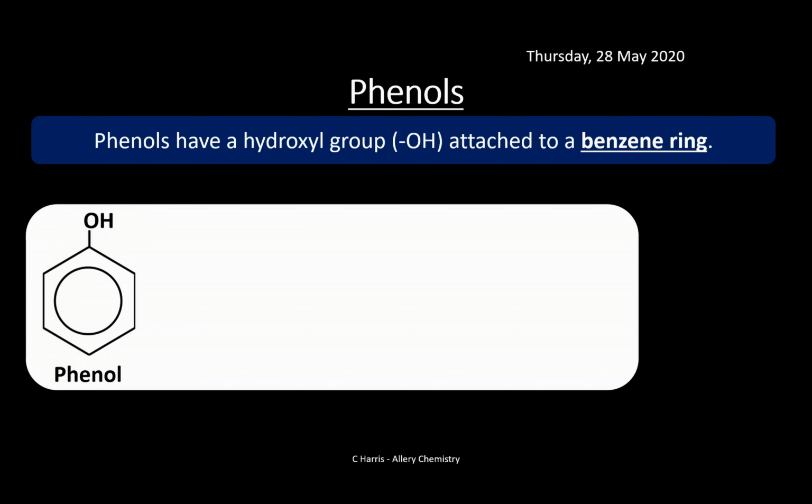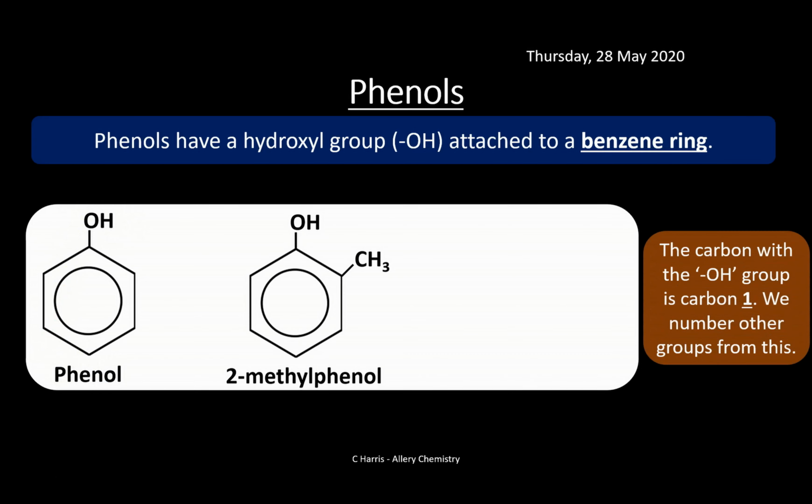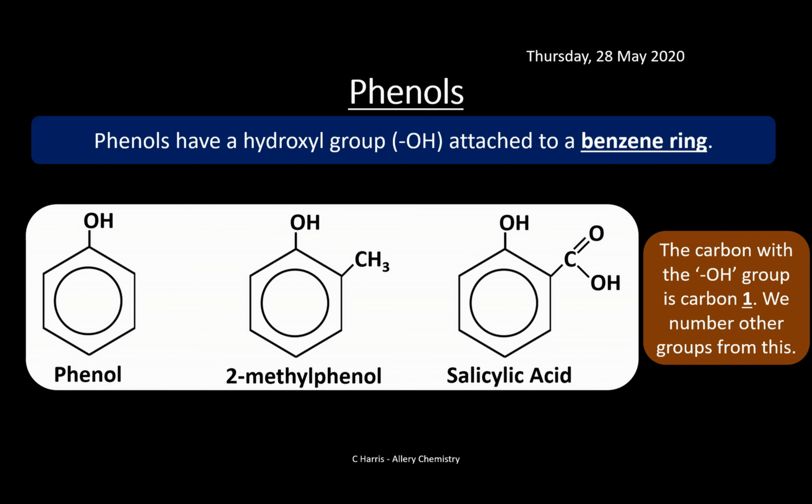You can also have this, which is 2-methylphenol. Basically we just added a methyl group there. In terms of the nomenclature, the numbering, this one is always going to be carbon 1, and this is going to be carbon 2, because it's the second carbon from carbon 1. So when we're numbering phenols, we always call this carbon 1. Another example is salicylic acid. It's used to make aspirin, this chemical here.